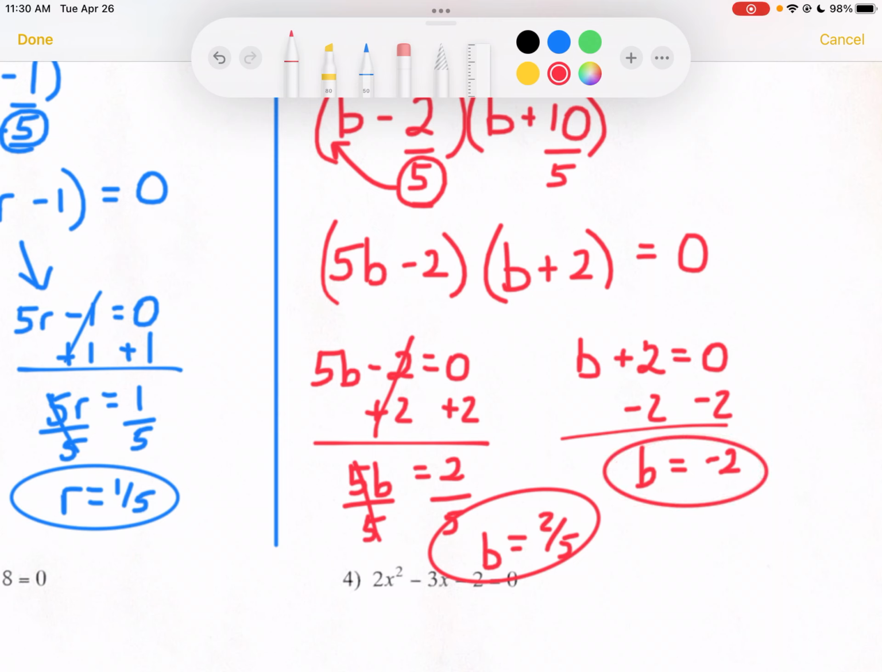So if this doesn't make sense, slow it down, pause it, rewind it, watch it again. Don't just sit there and complain about how I went too fast.